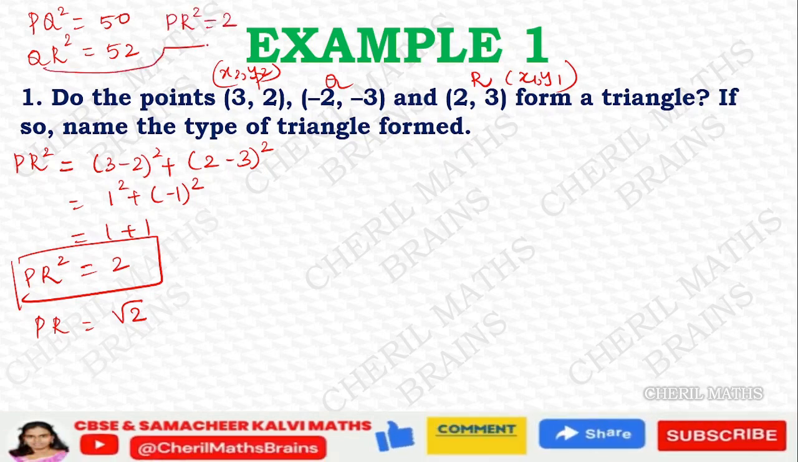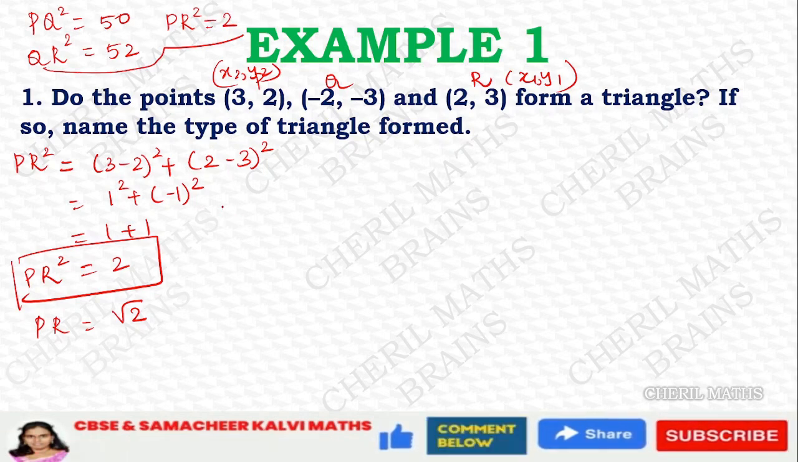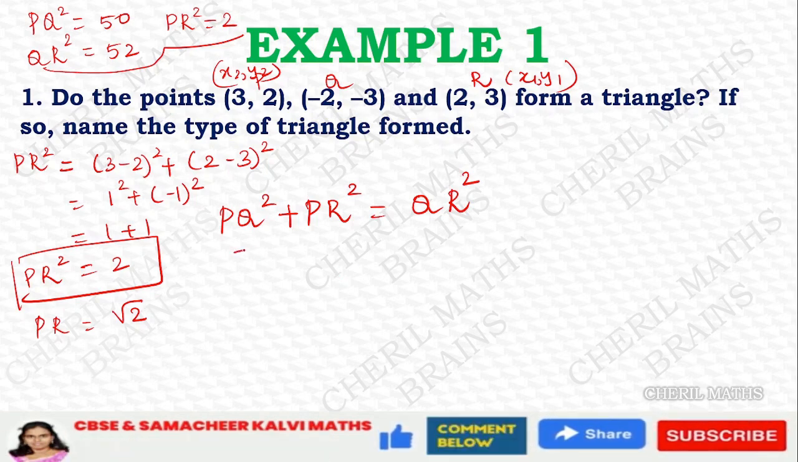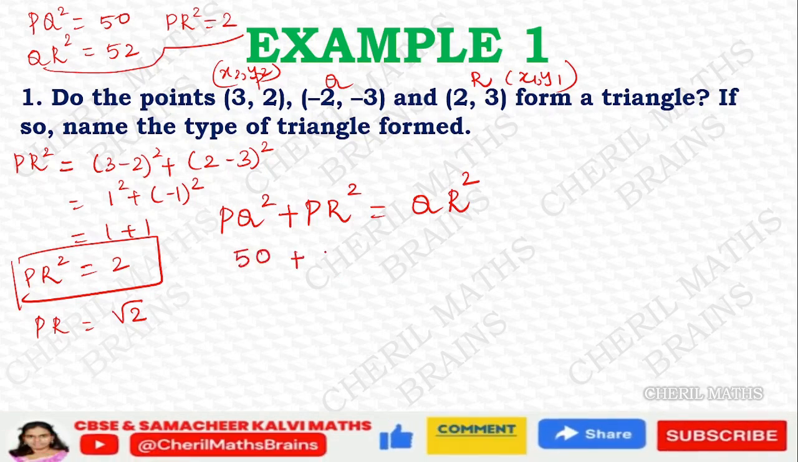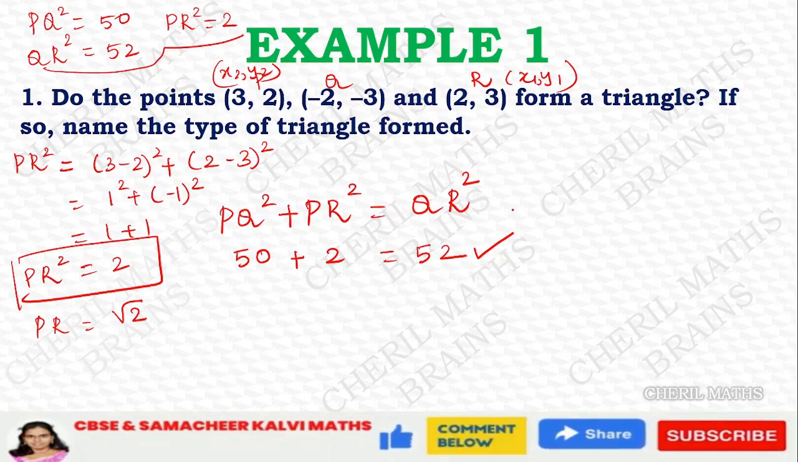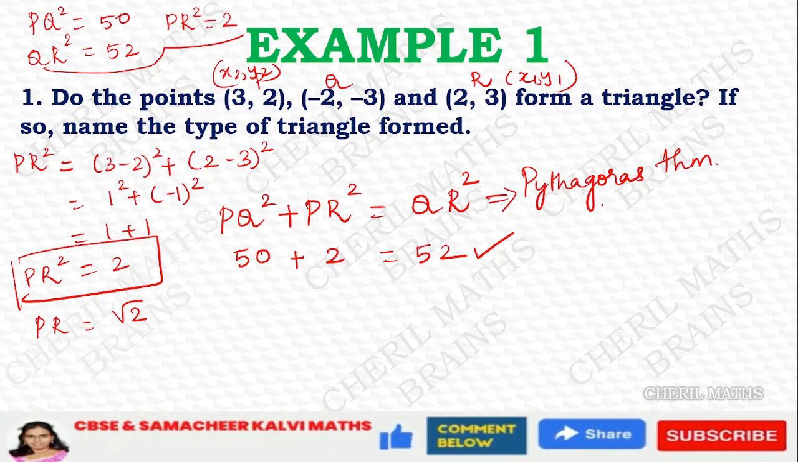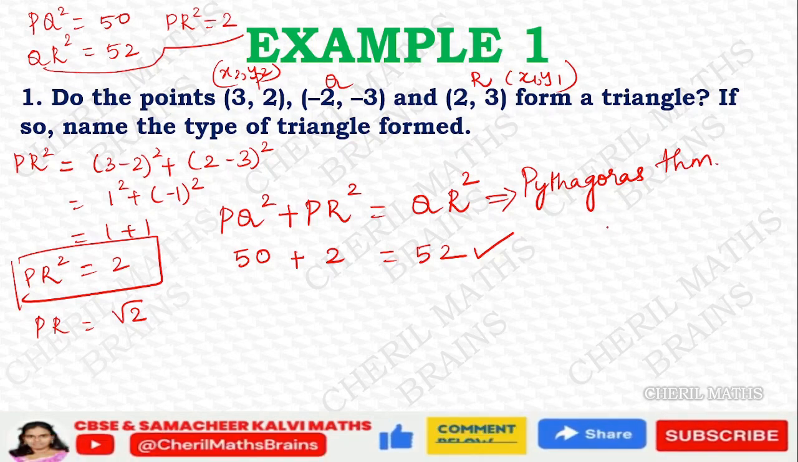Look at these three values, children. You can see that PQ square plus PR square is equal to QR square. Isn't it? Because PQ square is 50, PR square is 2, and QR square is 52. So this is going to satisfy. Under what condition will you get this? Only using the Pythagoras theorem. So using that, you get PQR as a right angle triangle.